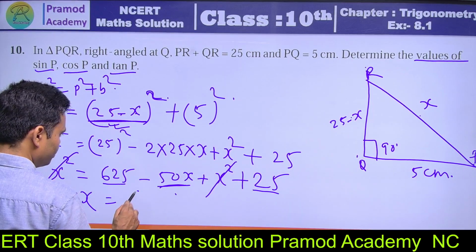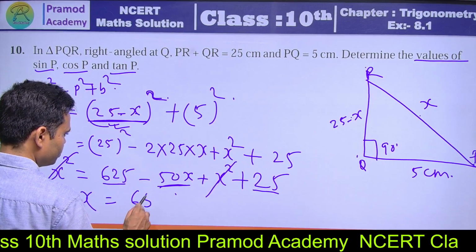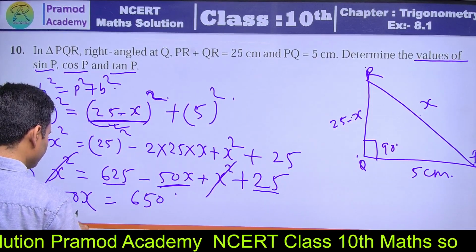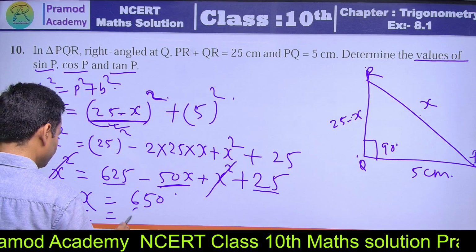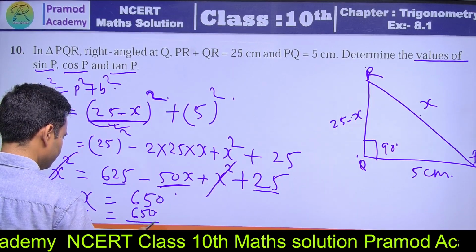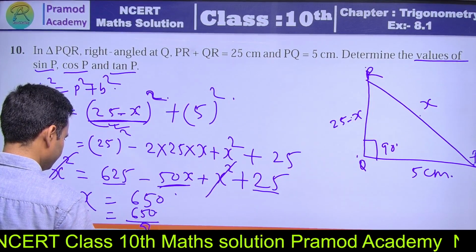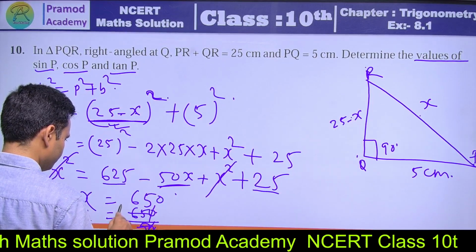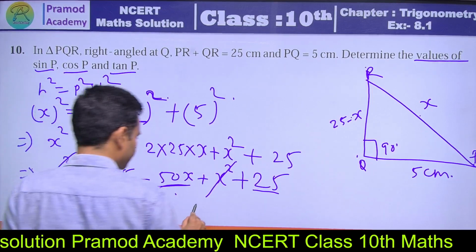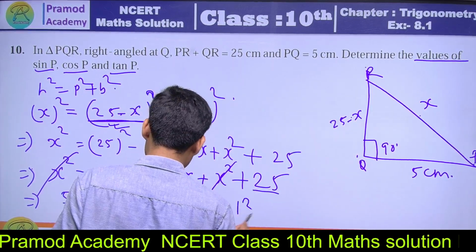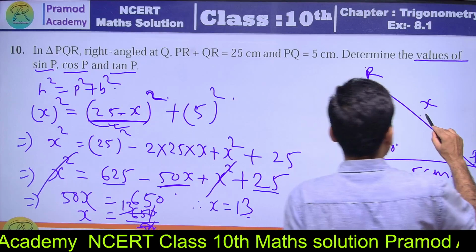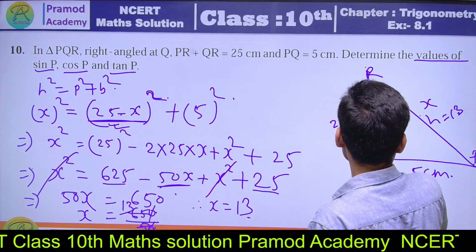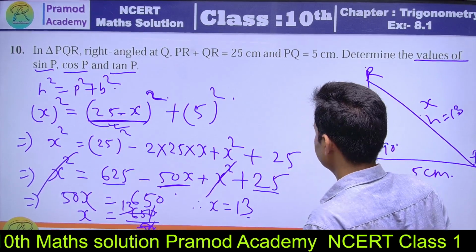And 625 and 25 will be 650. So 50X equals 650, and X equals 650 by 50. So the zero is gone, and we get 13. So what is the value of X? X equals 13. So H equals 13, and the other side will be 25 minus 13, which is 12. So this is the value.